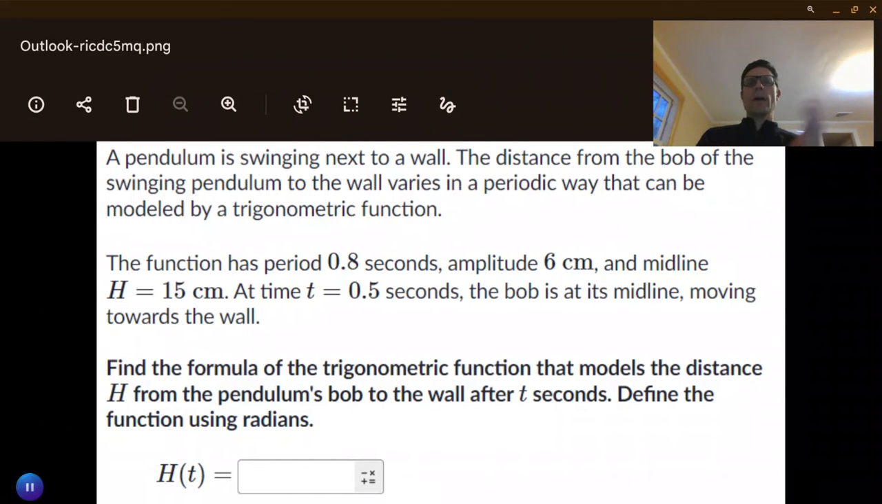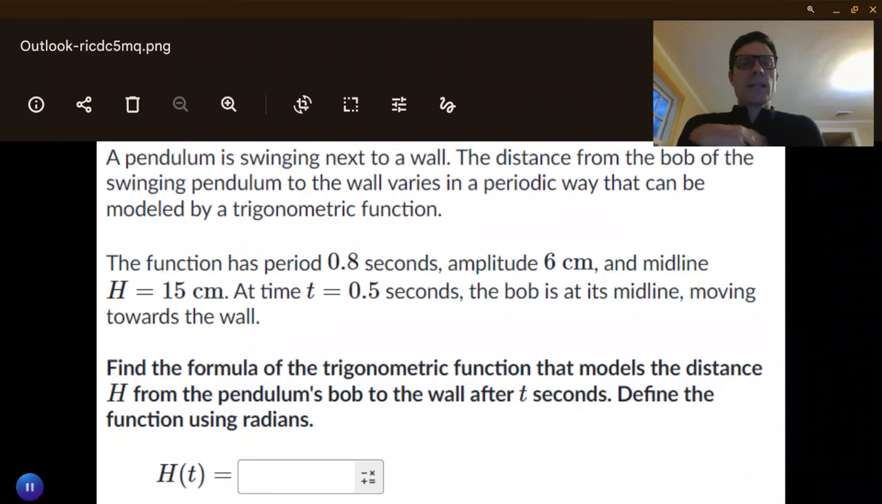Okay, so here we have a pendulum swinging next to a wall. The distance of the bob from the swinging pendulum to the wall varies in a periodic way. So my finger's the bob here. It's swinging, swinging. It gets closer to the wall, right? So the distance between it is very little, and then it gets much further away, right? So this is going to be the minimum of the function, and then it's going to swing away for the maximum.